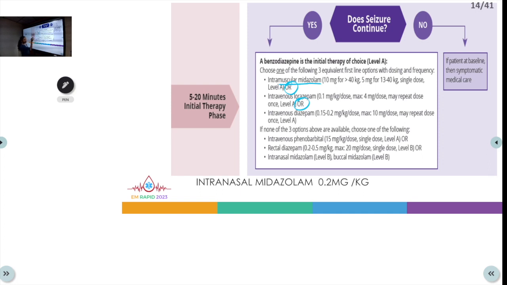So in the first 5 minutes we said we will be stabilizing airway, breathing, circulation, placing an IV cannula, and connecting to the cardiac monitor. Then we will start the anti-epileptic drug therapy, that is benzodiazepine, and any one of the three will be given. If after 5 minutes the patient is still having seizure activity, we need to repeat one more benzodiazepine. The same midazolam, lorazepam or diazepam can be repeated 5 minutes after the first dose.